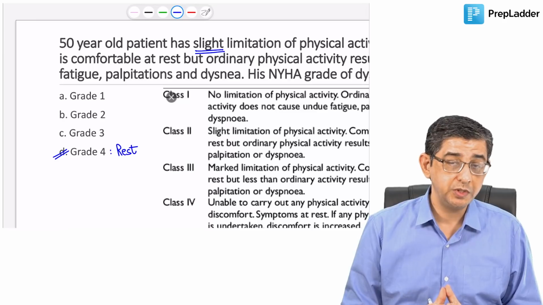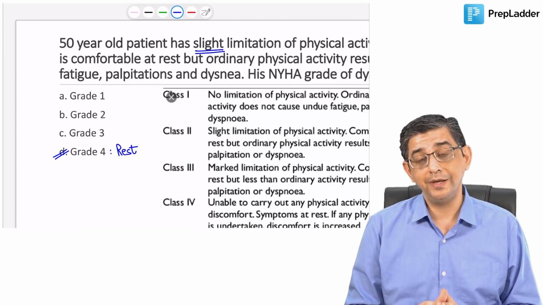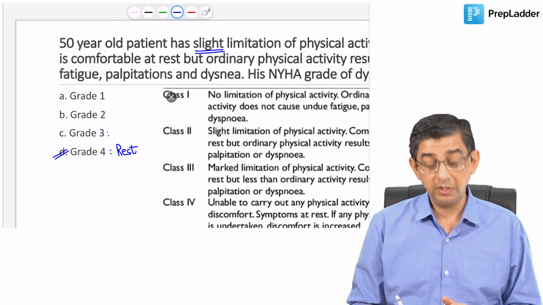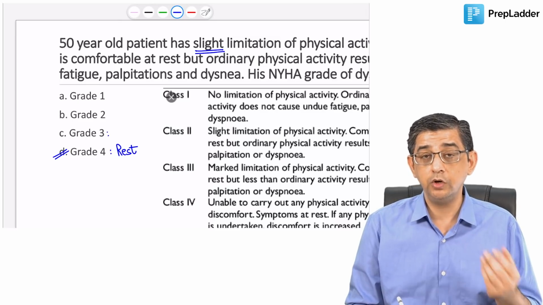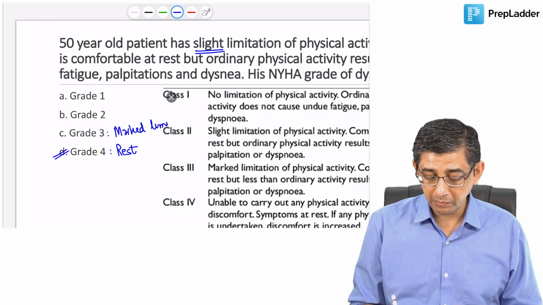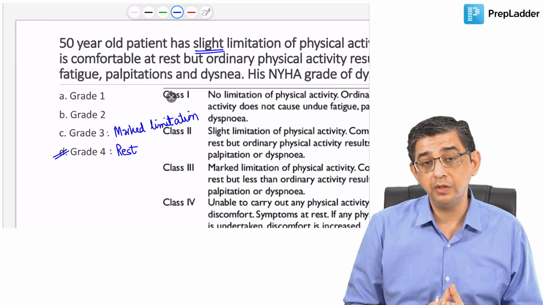When it comes to option number 3, that is grade 3 dyspnea, it is characterized by breathlessness even on going to the bathroom. So if a person cannot even go to the bathroom by himself, he cannot even change his clothes. I will use the word marked limitation because, I mean, if a person is not able to go to the washroom, you might have to put a diaper on the person.